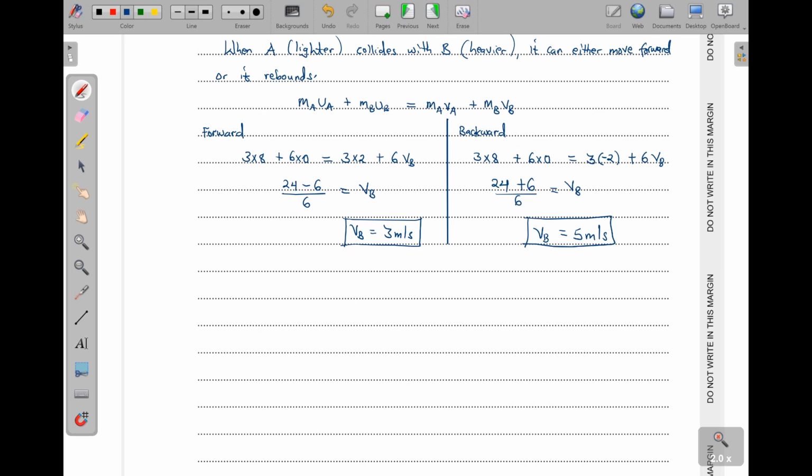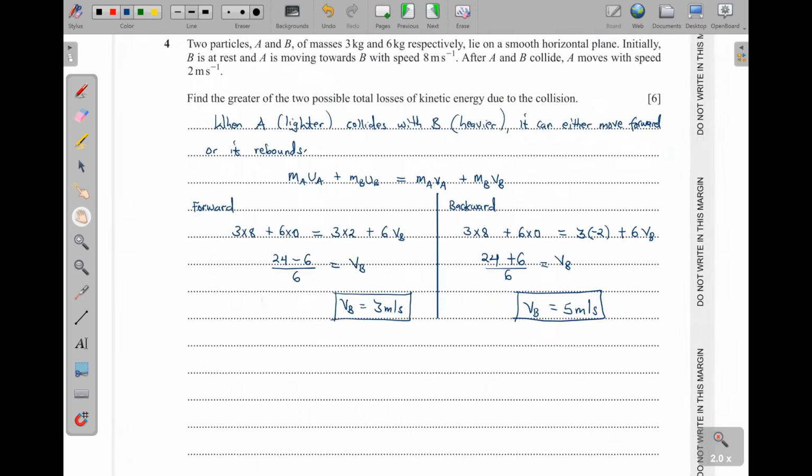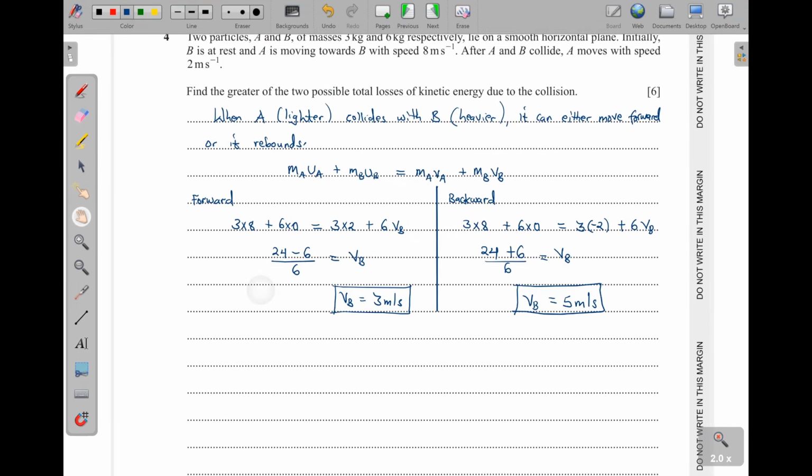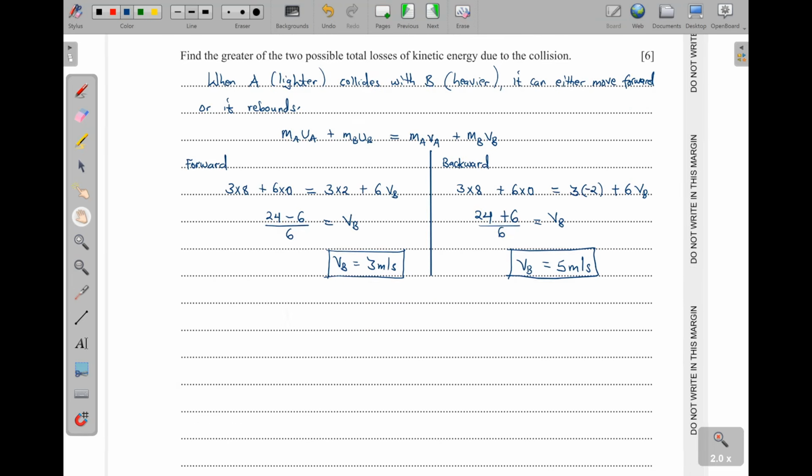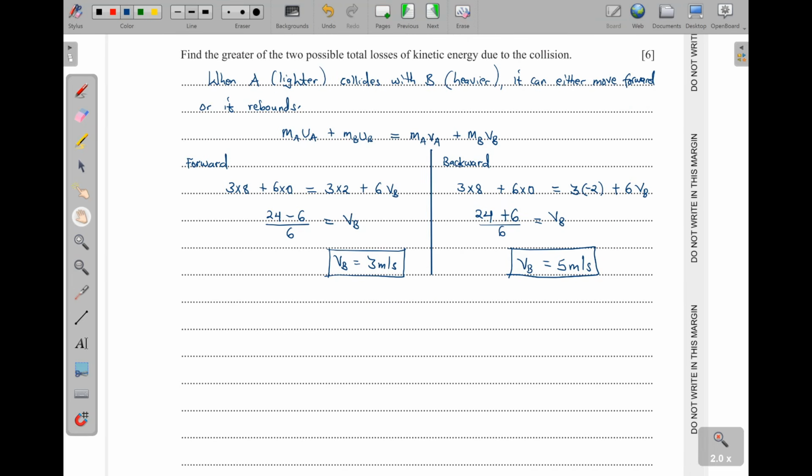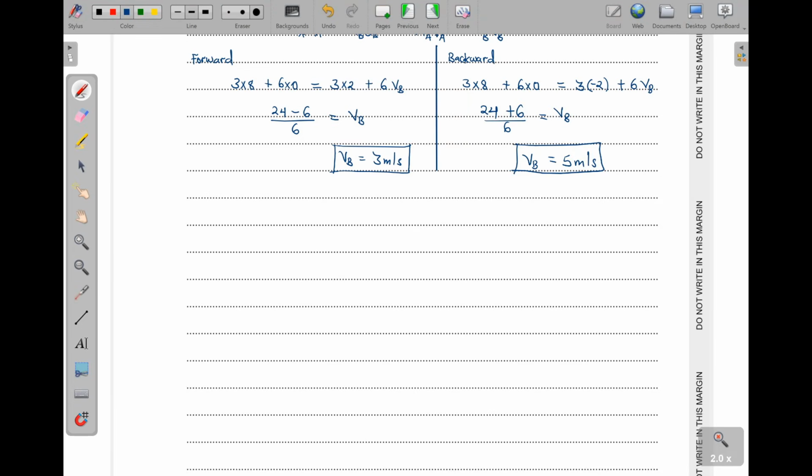Now, the question is about to find the greater of the two possible total losses in kinetic energy. So we need to get the loss in kinetic energy due to the backward movement of A after collision, and also we look at the loss in kinetic energy due to the forward movement of particle A. Okay, so here I'm going to look at these two.